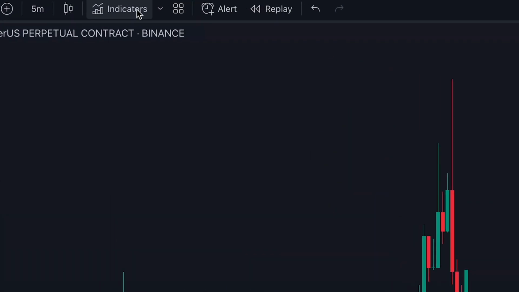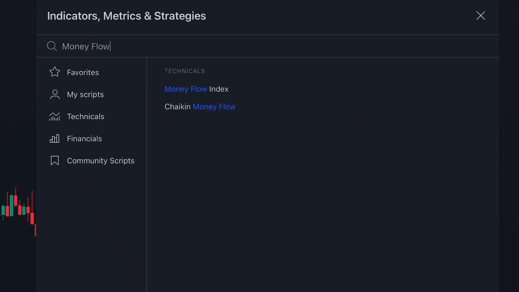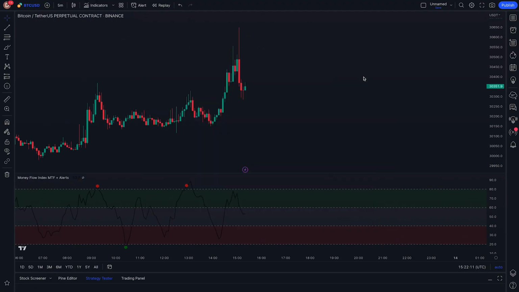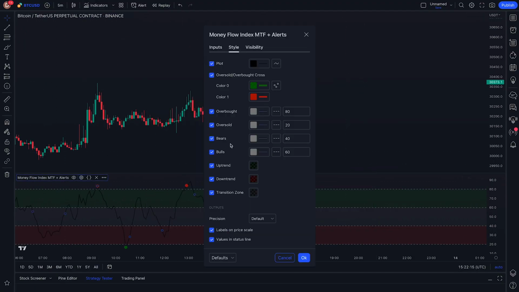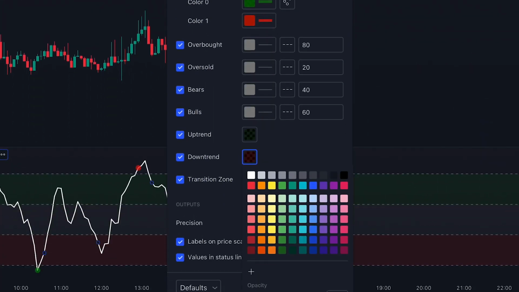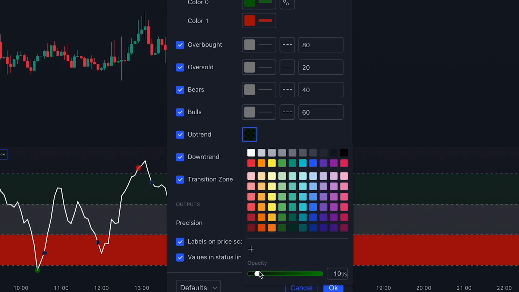First, let's integrate the cash flow index into our chart. You can see that there are many variants with different averages. I will use the one developed by Dreams Defined. Before we dive into the mechanics of this tool, let's improve the clarity of the lines by adjusting their colors. To do this, we need to go to the style settings and change the color of the graphic from black to white. Also, let's improve the visibility of the background to better distinguish between the different elements of the display.